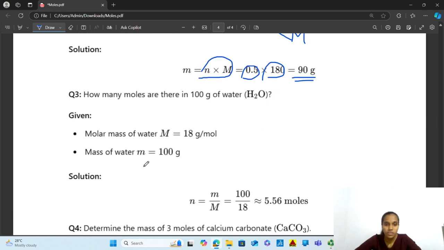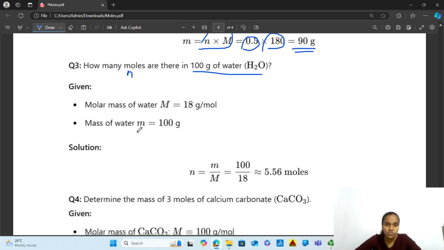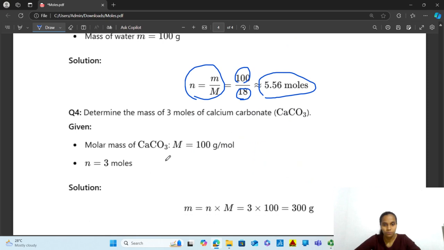Then we will move to the next question. How many moles are there in 100 grams of water? Here they are asking for n. So simply we can write the equation: n equals m over M. The mass is 100 grams. The molar mass is 18 grams per mole. So finally, when we divide these two numbers, we will get 5.56 moles.